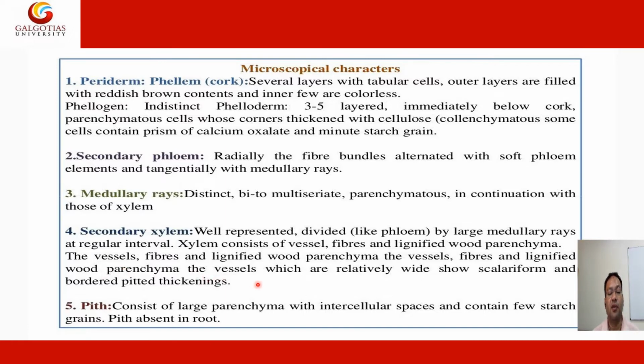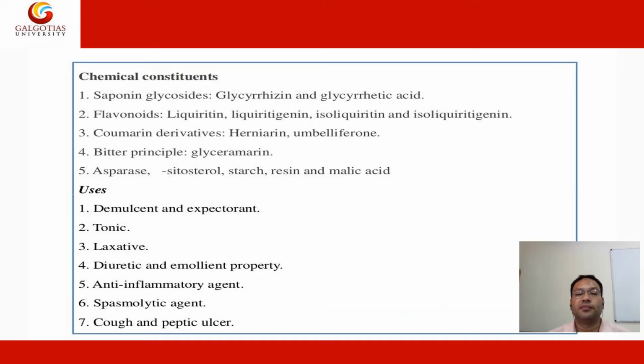The vessels are relatively wide and show sclerenchymatous and broad pitted thickening. Pith consists of large parenchyma with intercellular spaces and contains starch grains, which are absent in roots.